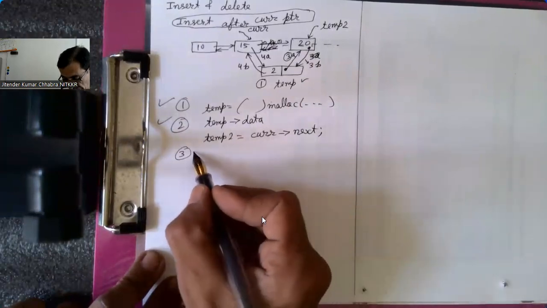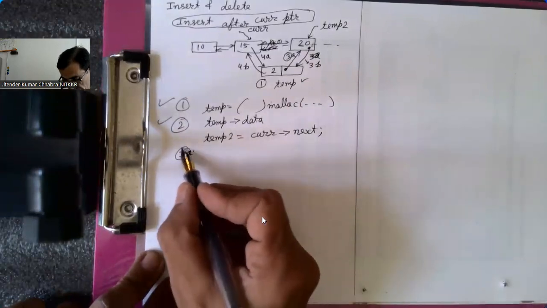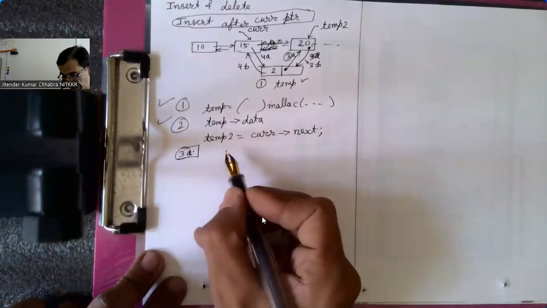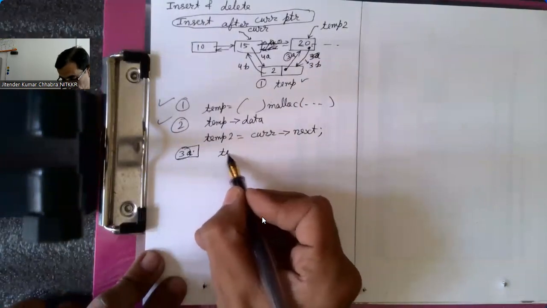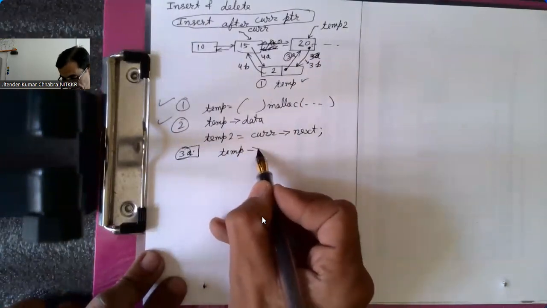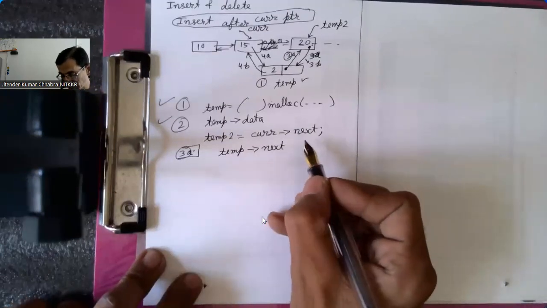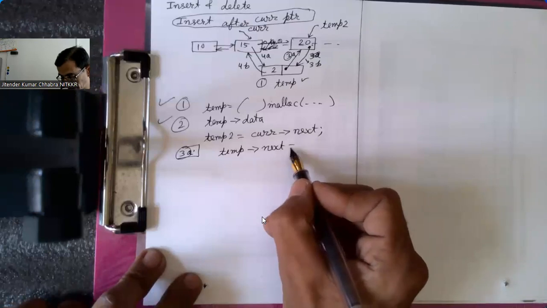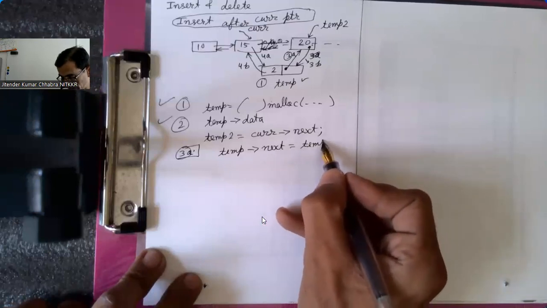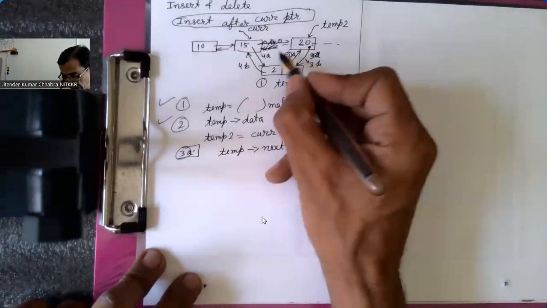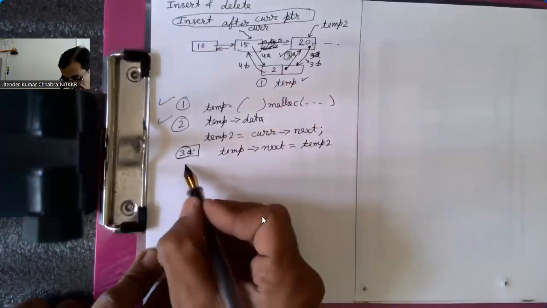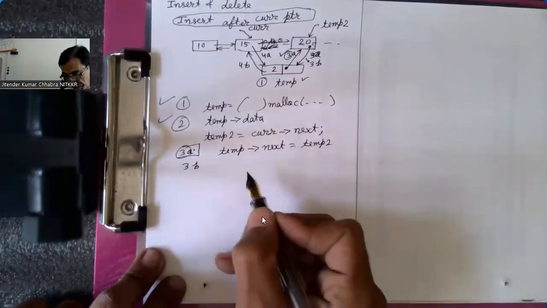Now step 3A. 3A said temp arrow next to be linked. Temp arrow next was linked to current arrow link, that is now temp2. So 3A done. Immediately think of doing the 3B.